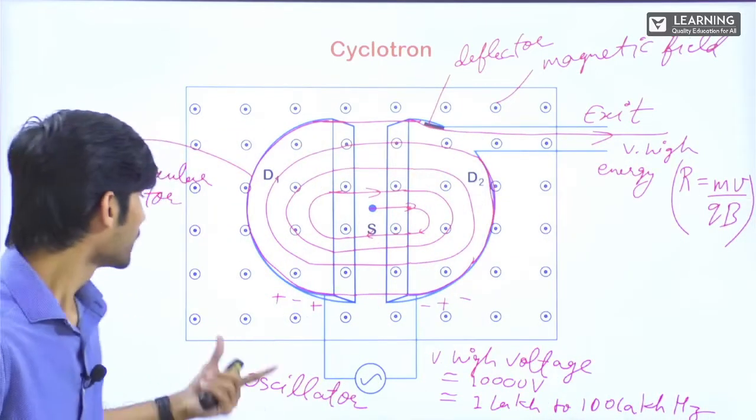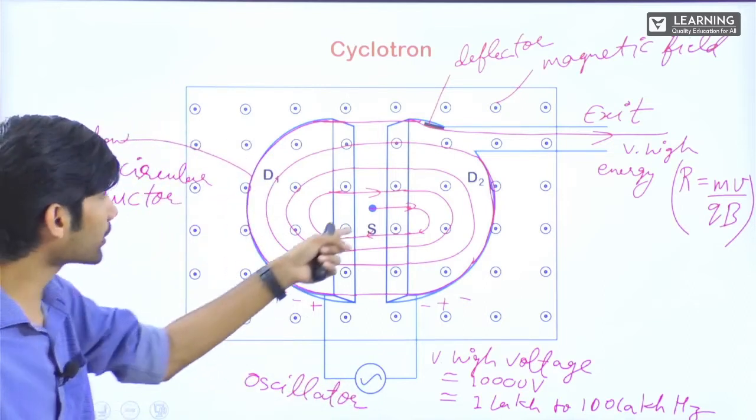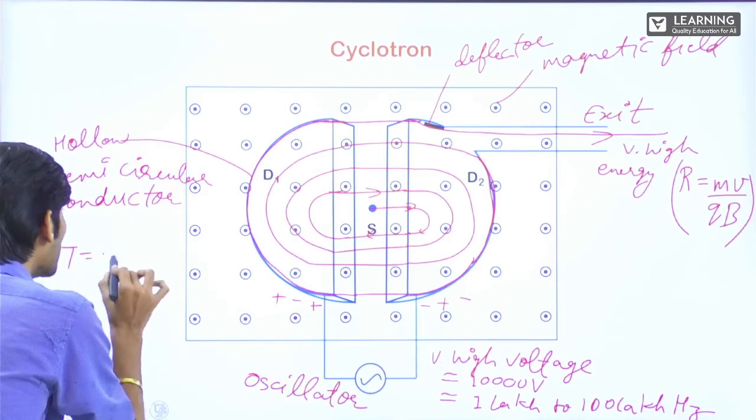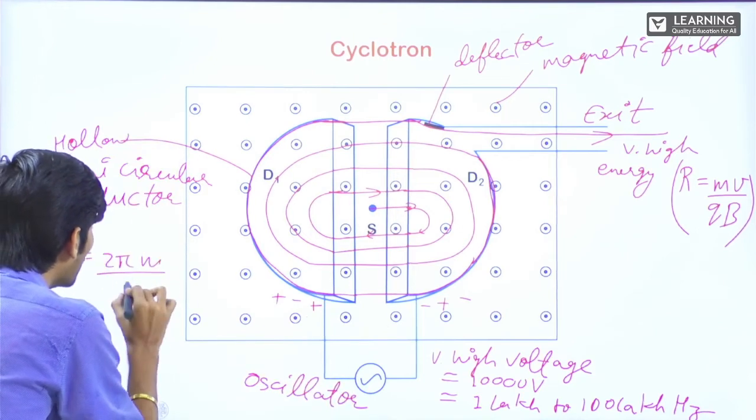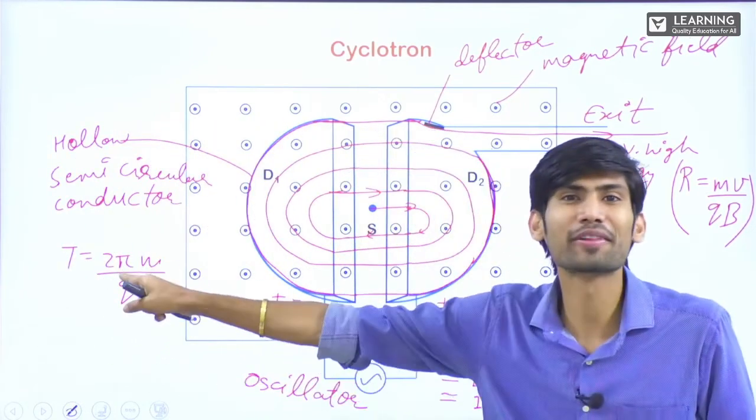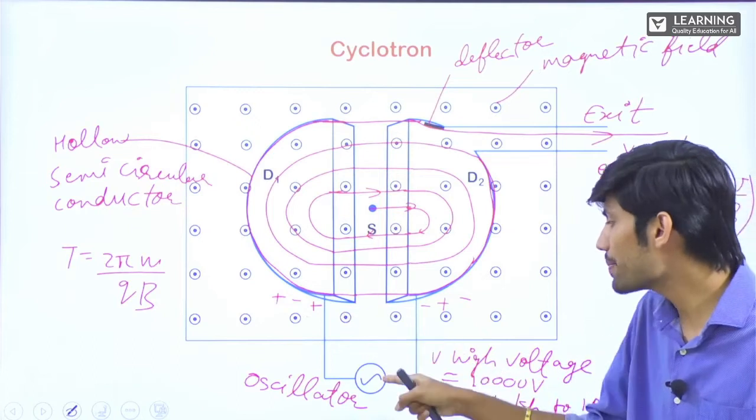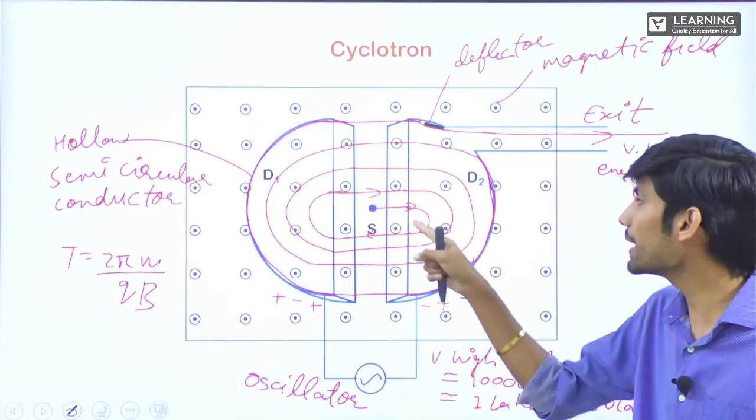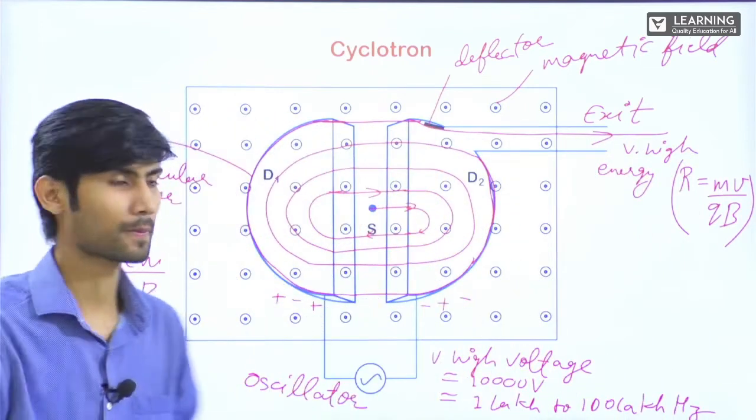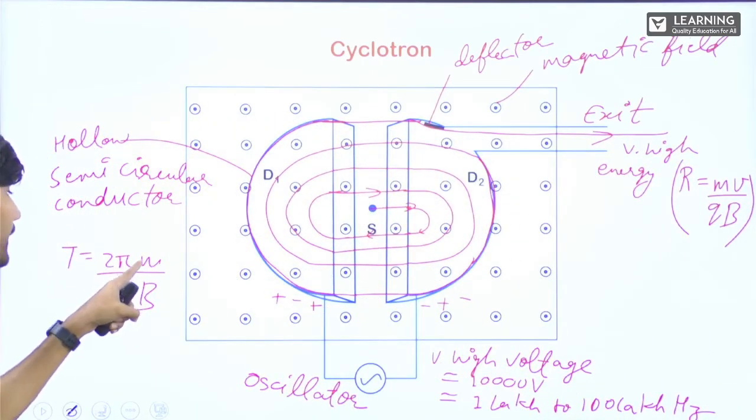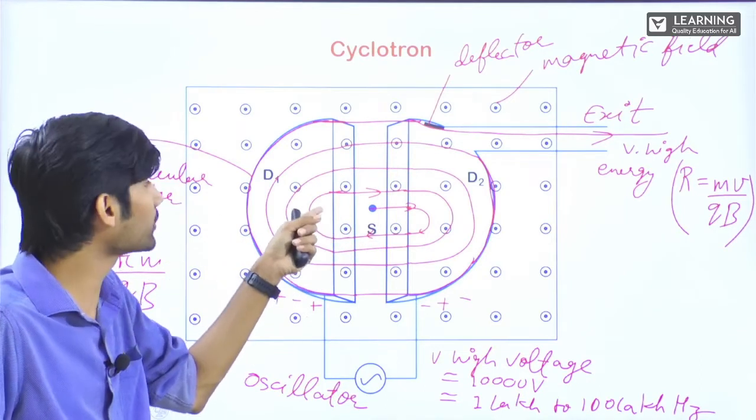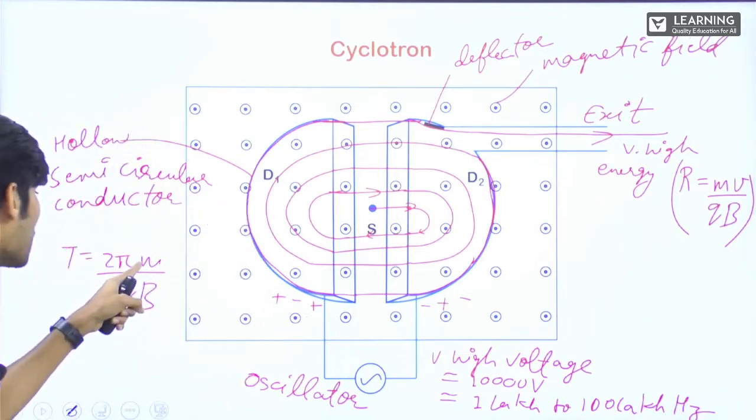See, understand the oscillator frequency, or the frequency of this, how it is rotating. We know that time period is equal to 2 pi m upon qB. It is nowhere related to the radius or the velocity. Once the time period is set here, the same time period is for this charge also, the same time period is for this AC supply also. See, it is independent of velocity and radius. That means how much ever you increase the speed, how much ever you increase the radius, it only depends on the mass and charge.